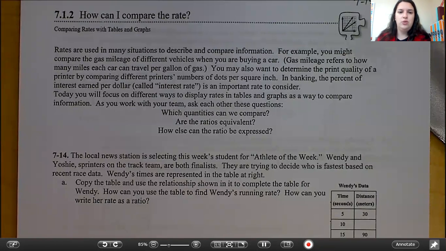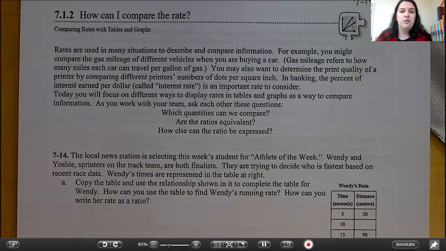Rates are used in many situations to describe and compare information. For example, you might compare the gas mileage of different vehicles when you are buying a car. Gas mileage refers to how many miles each car can travel per gallon of gas. You may also want to determine the print quality of a printer by comparing different printers' numbers of dots per square inch. In banking, the percent of interest earned per dollar, called interest rate, is an important rate to consider.